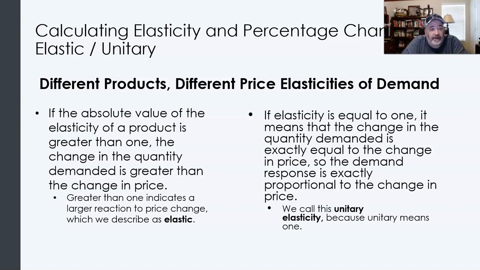And I should say again, if the absolute value of the elasticity is equal to 1, it means the change in the quantity demanded is exactly equal to the change in price. So the demand response is exactly proportional, right? And we call this unitary elasticity, right? Unitary means 1.